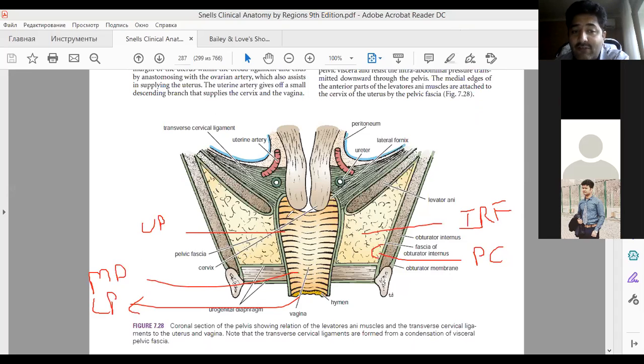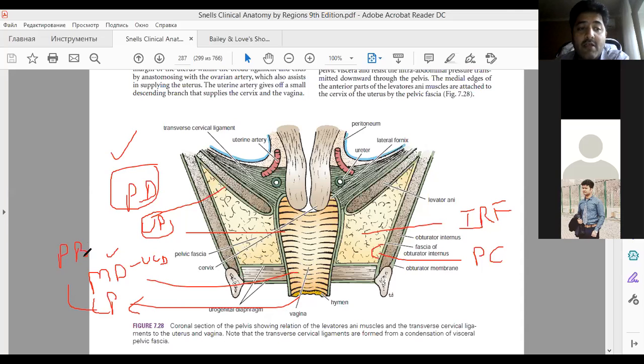So the three parts of the vagina are supported by three structures. The upper part of the vagina is supported by the pelvic diaphragm or the levator ani muscle. The middle part of the vagina is supported by the urogenital diaphragm, and the lower part of the vagina is supported by the perineal body.